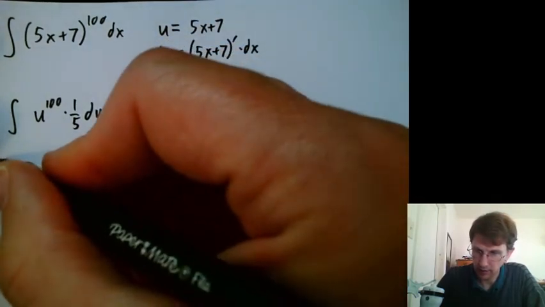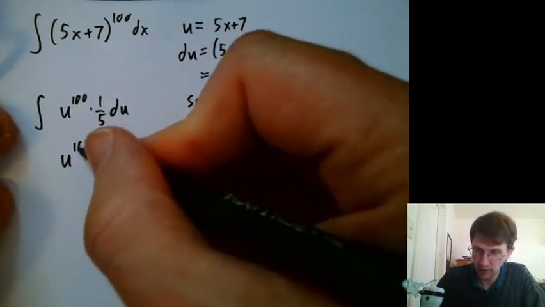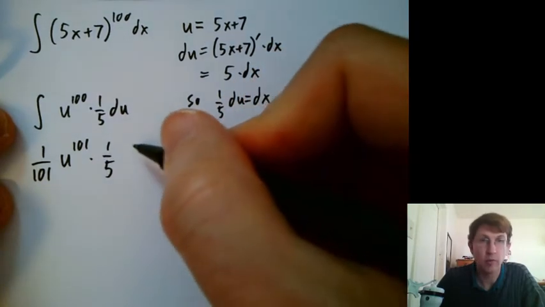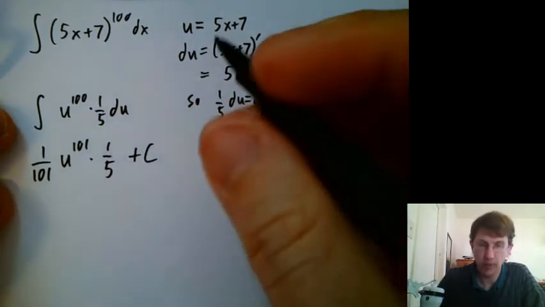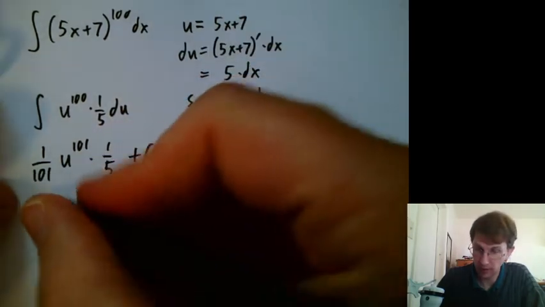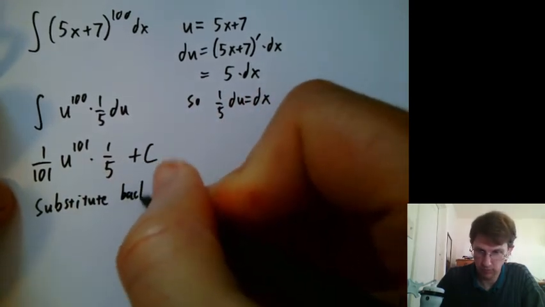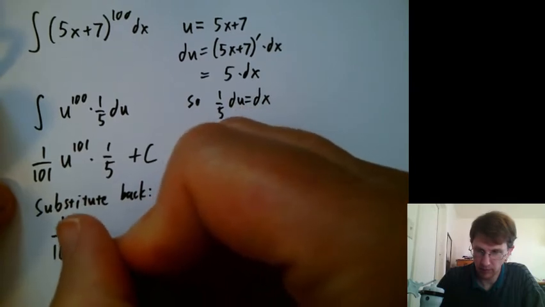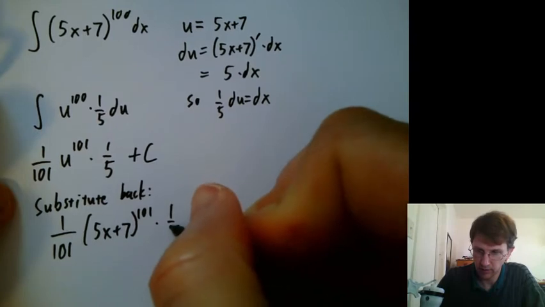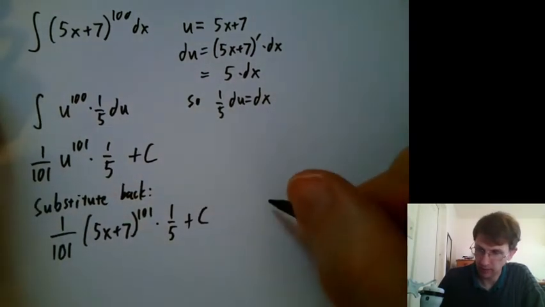And then what's the integral of u to the 100? It is u to the 101 over 101, and then we still have the divide by 5, plus c. And then that's not the final answer yet because we should substitute back. We get 1 over 101 times (5x plus 7) to the 101 times 1/5 plus c, and then you should check it by taking the derivative.